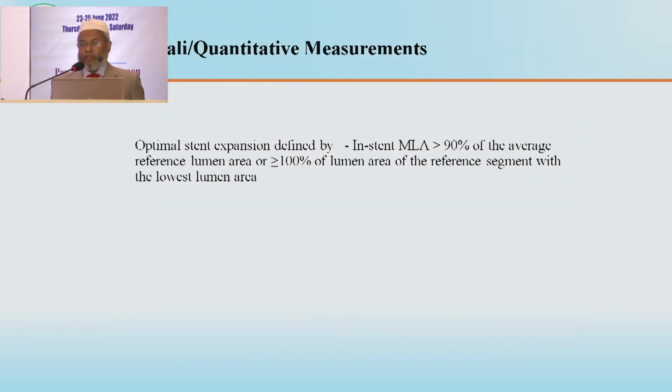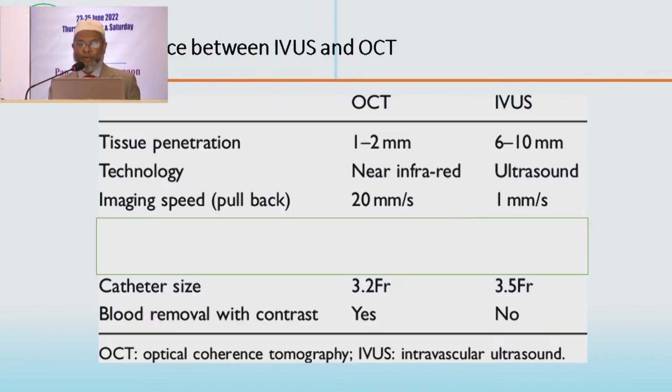Optimal stent expansion, we should have to know what is optimal expansion. Optimal stent expansion is defined by a stent minimal luminal area of more than 90% of the average reference luminal area, or equal to or more than 100% of the luminal area in the reference segment with the lowest lumen area.